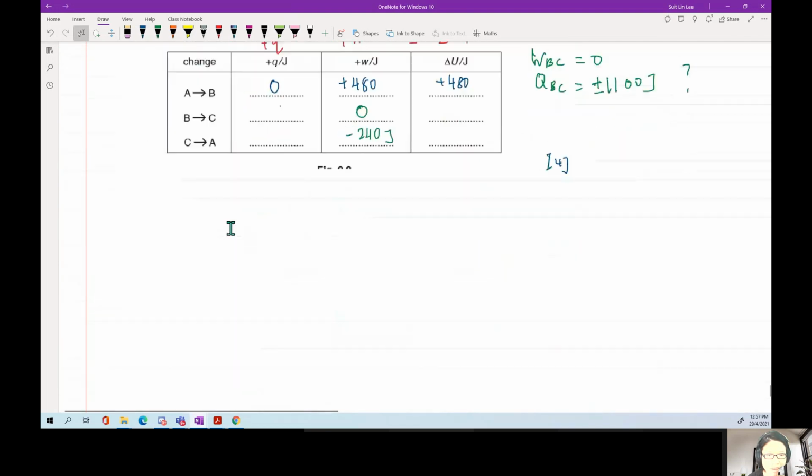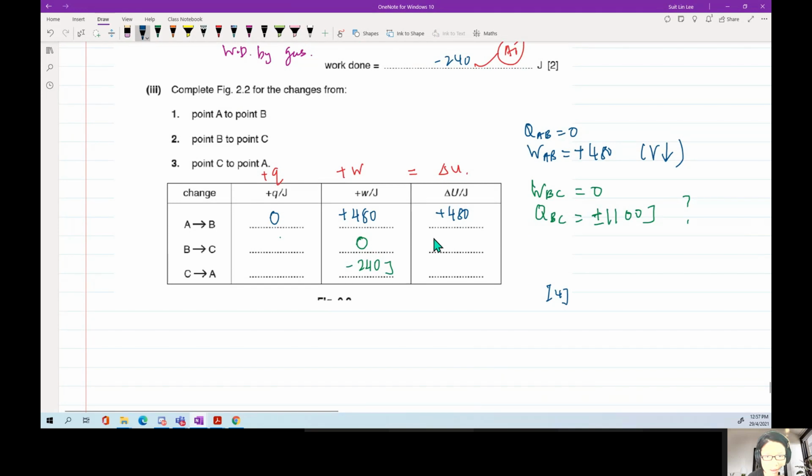Let's go back to the table. This one is negative. This one is 0. You tell me, do you want positive 1100 or negative 1100? Surely it must be negative 1100, so that this one is negative 1100. So my thought process was this one is negative because the change in temperature from B to C decreases. So delta U from B to C is negative.